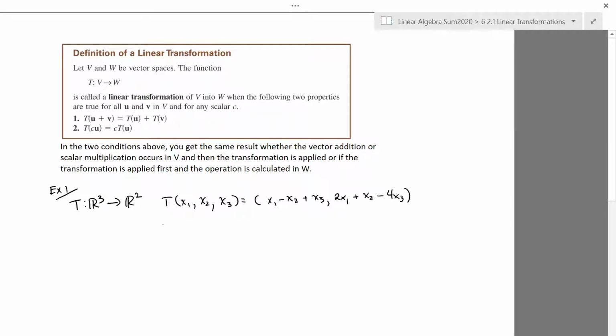So that's one thing you want to pay attention to here, right? This addition is the vector addition for V because it's applied before the transformation, and this addition is applied after the transformation, so now we're belonging to the vector space W, and so this addition is the vector addition for the vector space W. And then similarly for scalar multiplication, this scalar multiplication occurs in the vector space V, and then this scalar multiplication occurs in the vector space W.